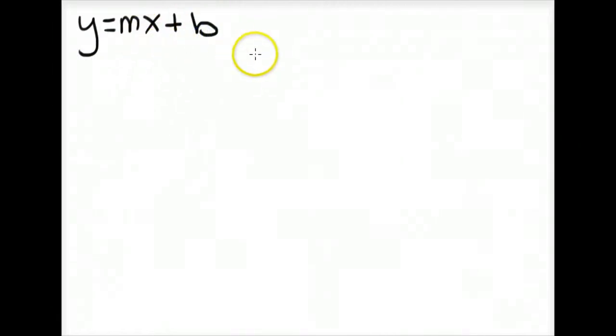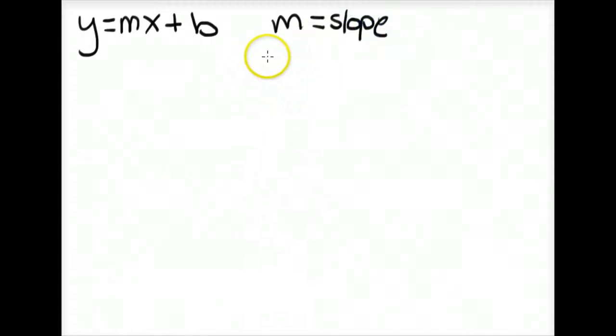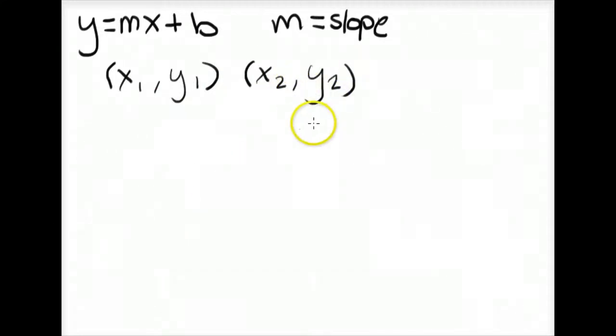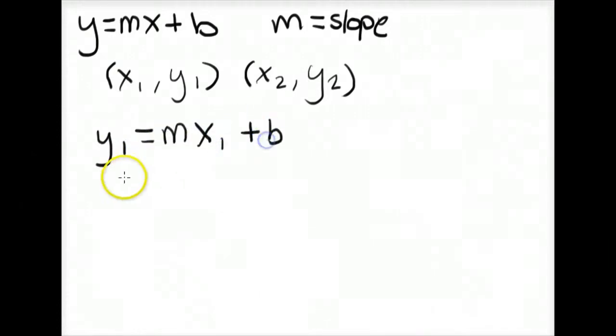So it turns out that if we have the formula y equals mx plus b, which is the general formula for a linear function, m is going to equal the slope. Now we can prove that. Let x1, y1, and x2, y2 be 2 points on the graph. We can substitute these 2 points into the original equation and write 2 equations. Since both points are on the graph, y1 equals m times x1 plus b, and y2 equals m times x2 plus b.